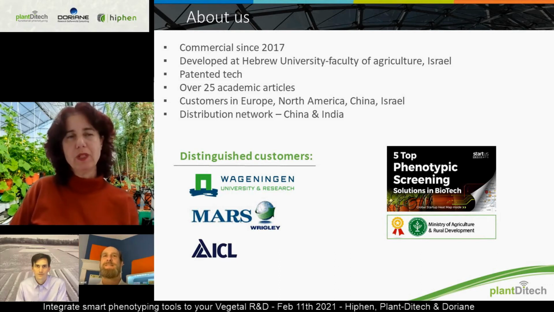Some of our distinguished customers in the university space is the number one university, Wageningen University. In food and breeding, one of the leading companies is Mars Wrigley for cocoa breeding. And for chemical and biostimulant screening, ICL is one of the global leaders, and we are proud of them being our customers. And there are, of course, many more customers.